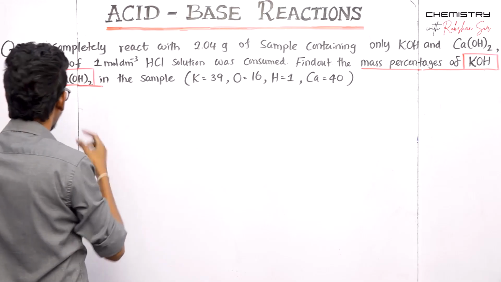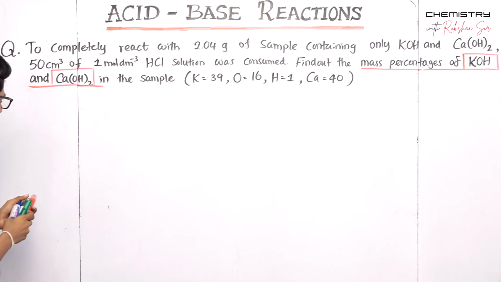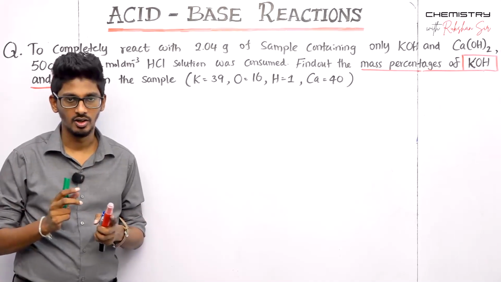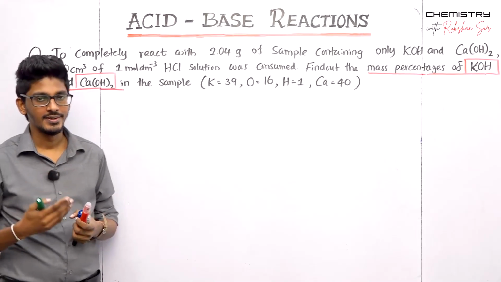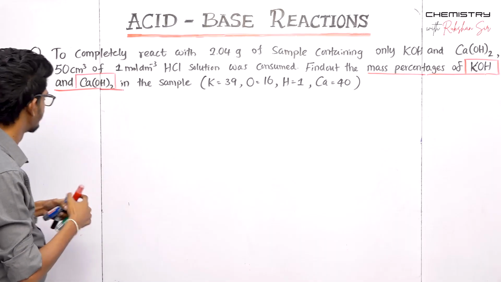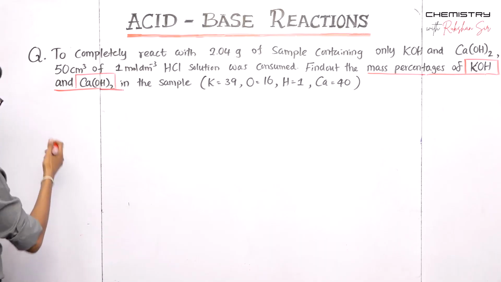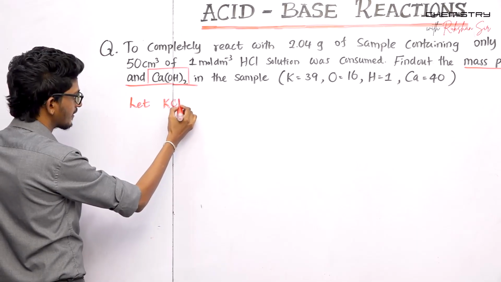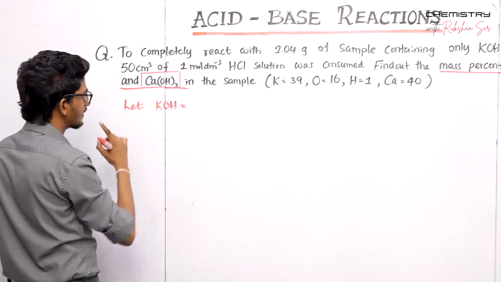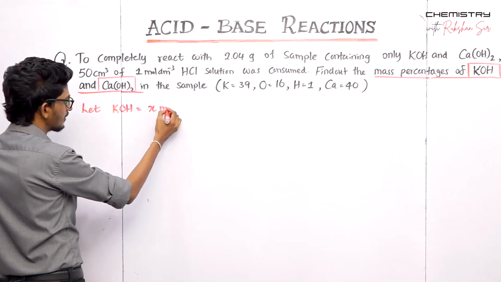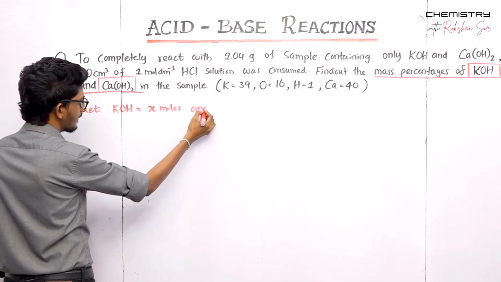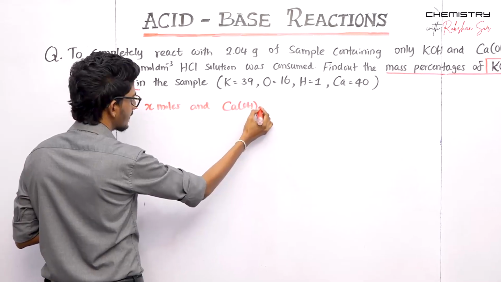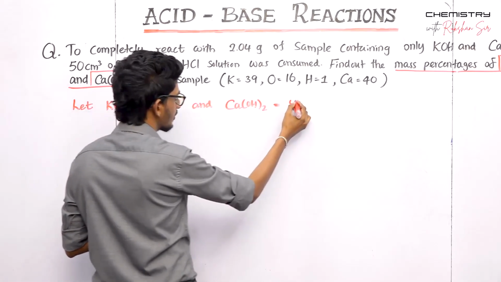Let's take the two values as X and Y moles. Always the unknowns are moles. So let's write that. Let KOH amount equal X moles and calcium hydroxide amount equal Y moles.